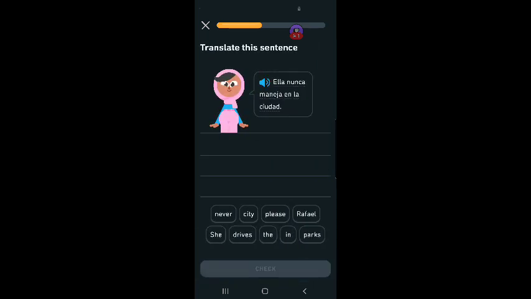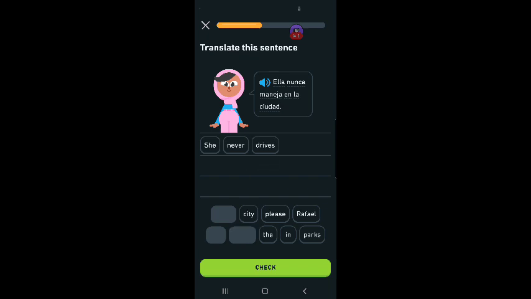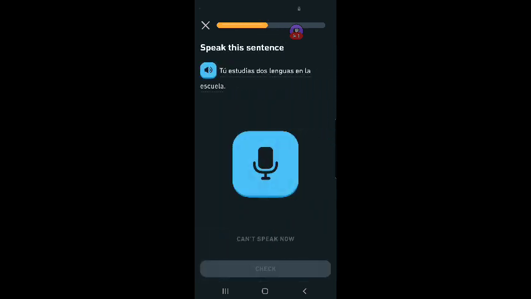Ella nunca maneja en la ciudad. She never drives in the city. Ella, she. Nunca, never. Maneja, drives. En la ciudad, in the city. Tú estudias dos lenguas en la escuela. You study two languages in the school.